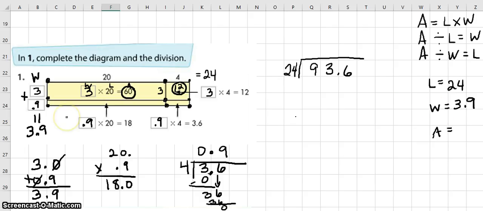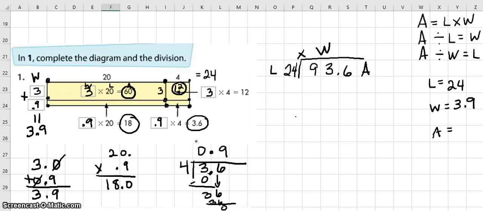So now I go back and look and said, okay, well, we said 9/10 times 20, length times width, equals 18. In this little box, 9/10 times 4 is equal to 3 6/10. So we have the area for all of them. We also know here, they gave us this. They said something times 24 equals 93 6/10. Well, we know this something is length. So this must be our width, and this must be our area.